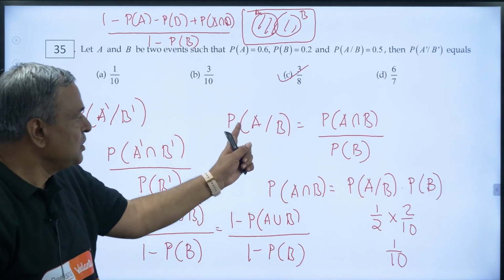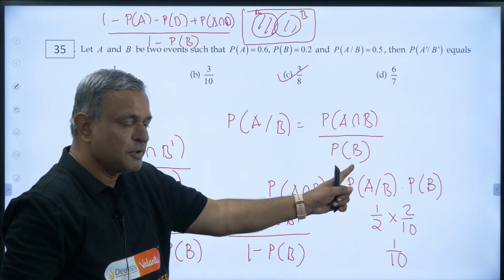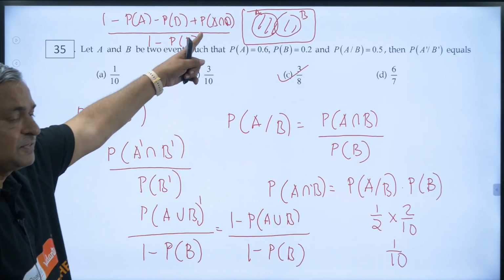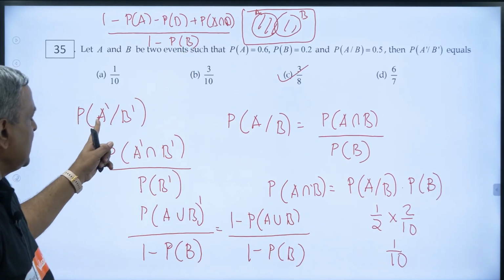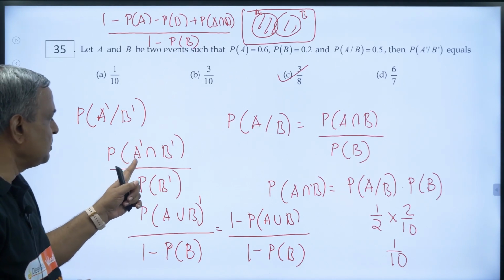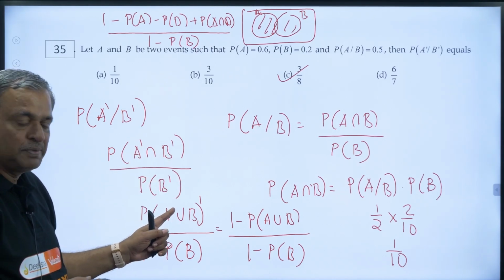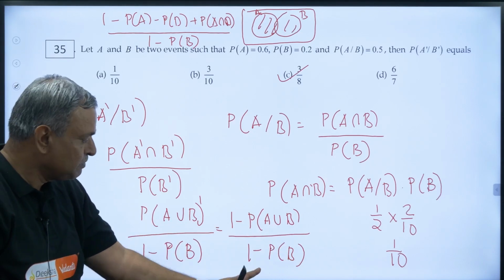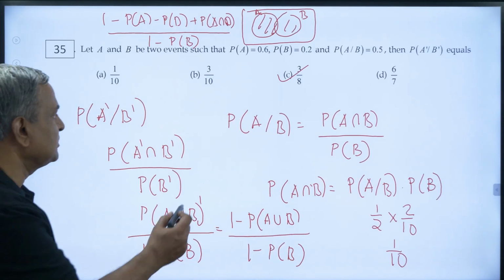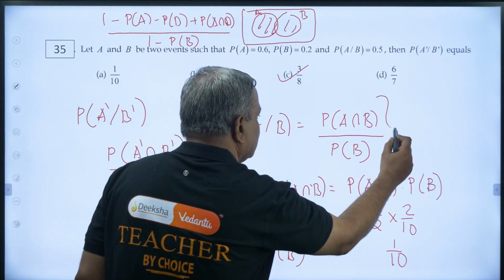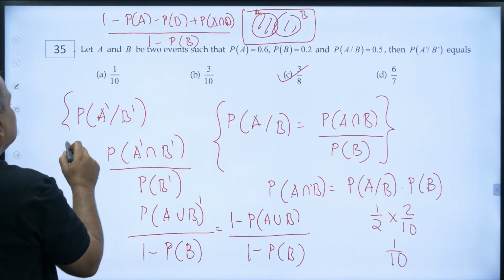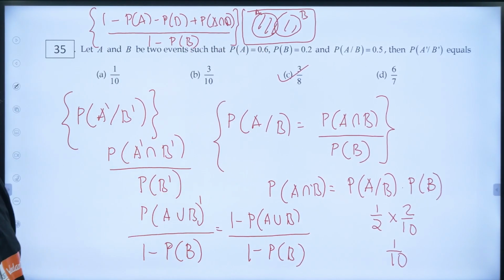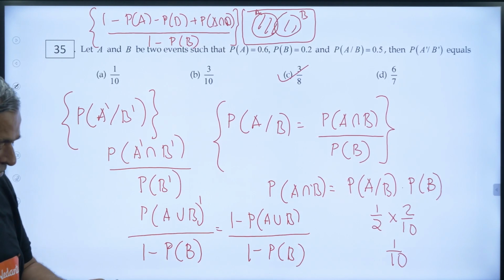I repeat once again, P of A by B is P of A intersection B by P of B. From this we got P of A intersection B value as 1 by 10, and that we will use here. And P of A complement by B complement is P of A complement intersection B complement by P of B complement, that is P of A union B complement, which is 1 minus P of A union B by 1 minus P of B. So please remember this formula. I will draw a curly bracket, and this also you can remember. This also is a formula. If you remember the formula directly, it will save a lot of time. So the calculation 3 by 8 will come.